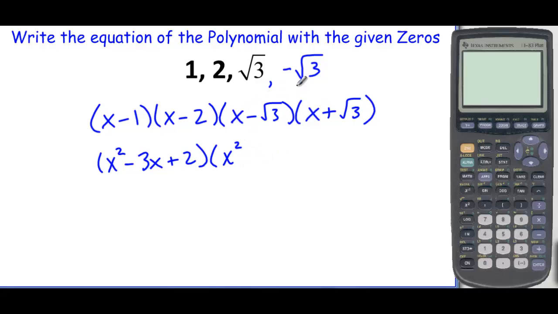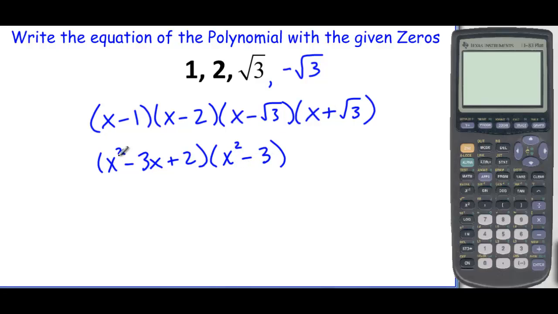We're going to get x squared. The middle terms go away, and then we're just going to get minus 3, because this is a conjugate. When you multiply conjugates, if you remember what we did earlier, you get the first term squared and the second term squared. So x squared minus, because positive and negative, 3.